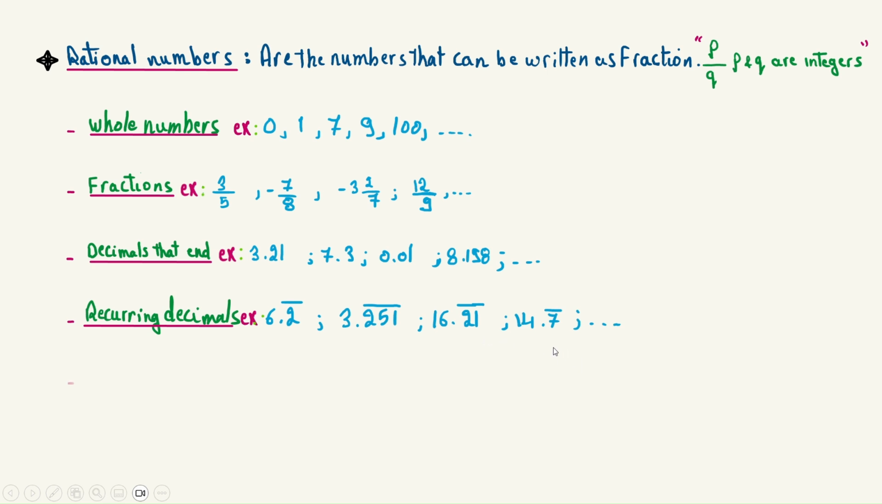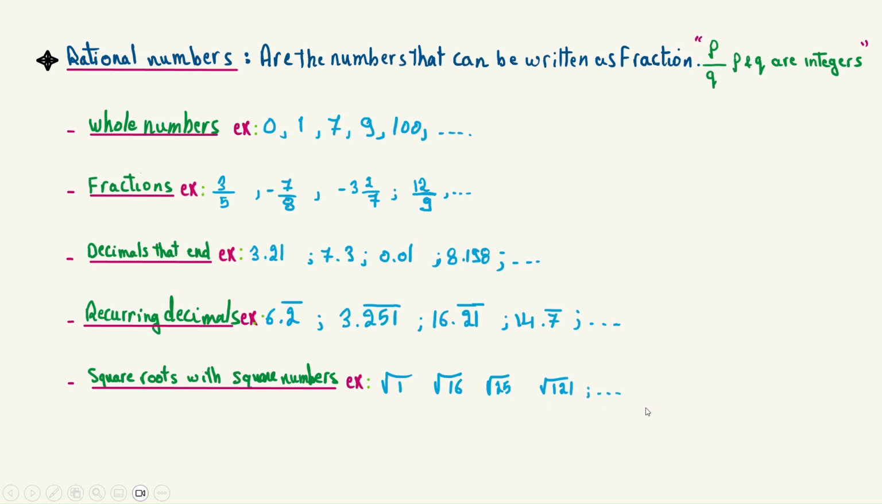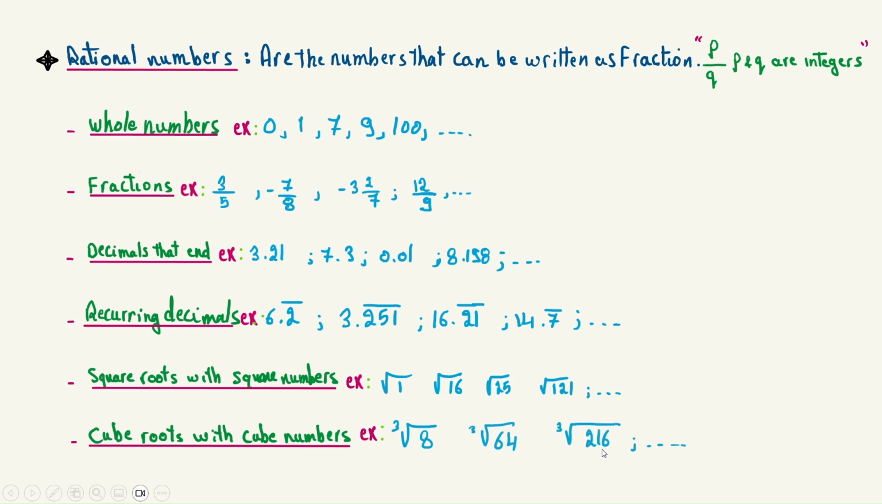The square root. Any square roots with a square number inside it. Some examples: square root of 1, square root of 16, square root of 25, square root of 121, and so on. Cube roots with a cube number inside, like cube root of 8, cube root of 64, cube root of 216, and so on. So all of these numbers are rational numbers. Very good. Now let's move on to irrational numbers.